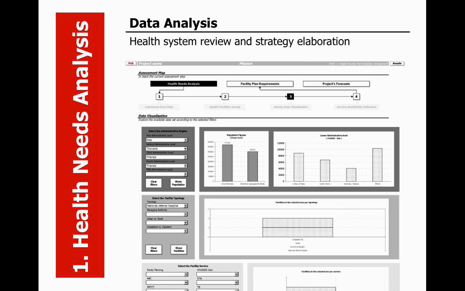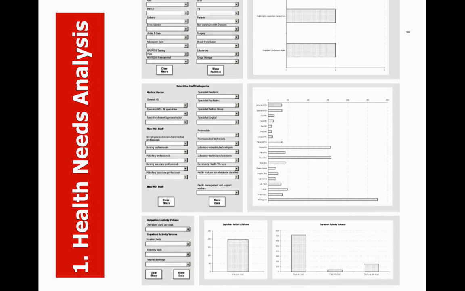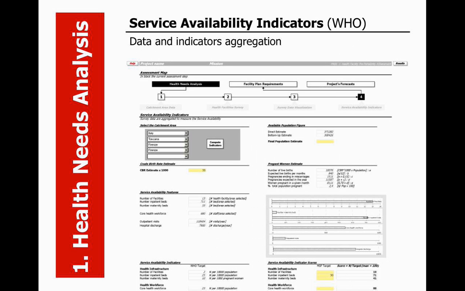Once I have this information, I can explore it. I can make the set of analyses that are required for the definition of a strategy. I define a certain area, and for that area I filter all the information that I have in terms of services that are provided, in terms of staff that are available, and volume, so I can see and I can analyze where the gaps are.